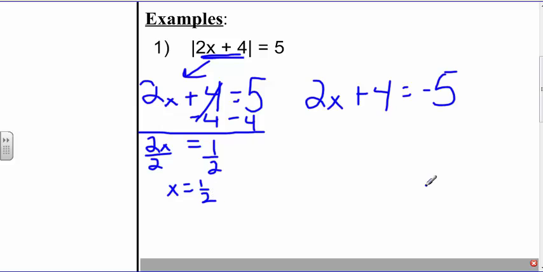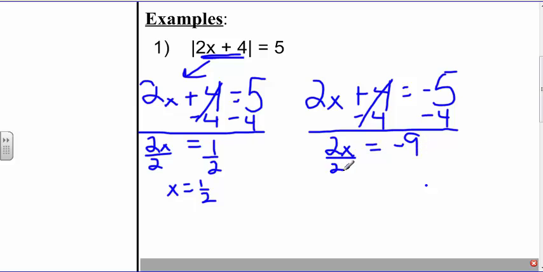The right-hand side, subtract 4 on both sides. Remember, in this case, that 5 was negative, so we have 2x equals negative 5 minus 4, which is negative 9. And divide both sides by 2. So x equals negative 9 over 2. Or you can write that as negative 4 and a half.